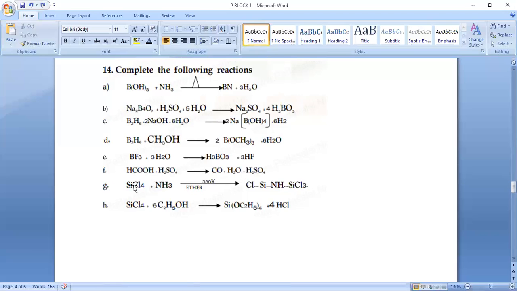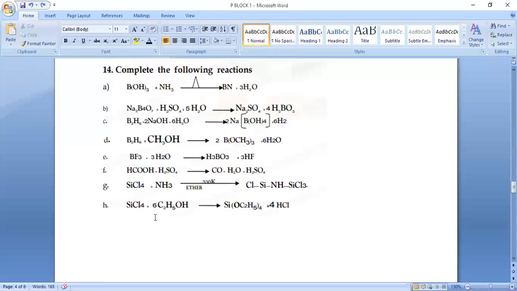SiCl4, that is silicon tetrachloride, reacts with ammonia. This process we call ammonolysis. We are heating this compound at 330 Kelvin, and we get the chlorosilane. So the name of the product is chlorosilane.